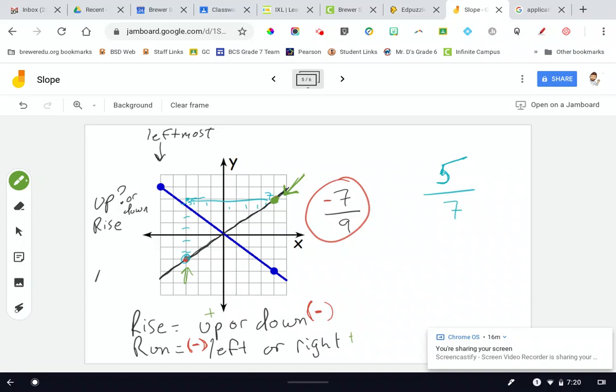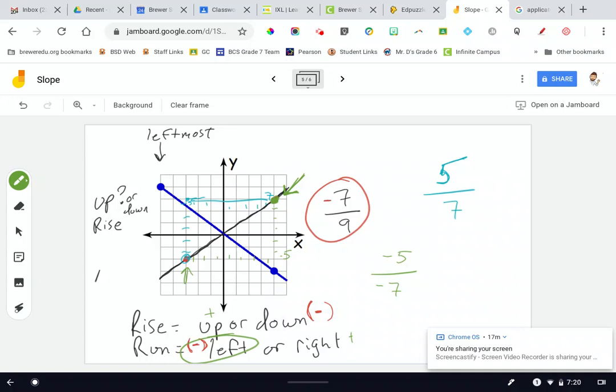So I would go down 1, 2, 3, 4, 5. So I went down 5. So technically that means negative 5 because I went down. Now I'm going to go to the left. And remember, left also means negative. 1, 2, 3, 4, 5, 6, 7. So I went to the left 7. So that means negative 7.